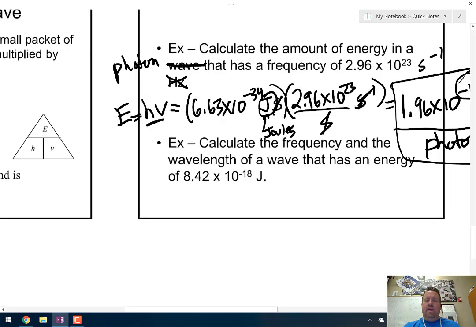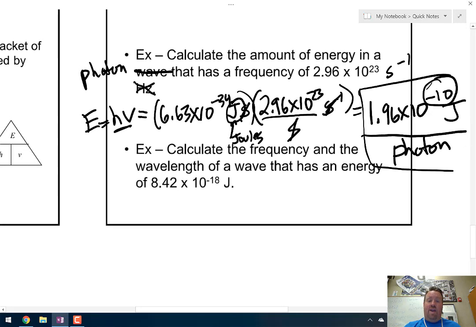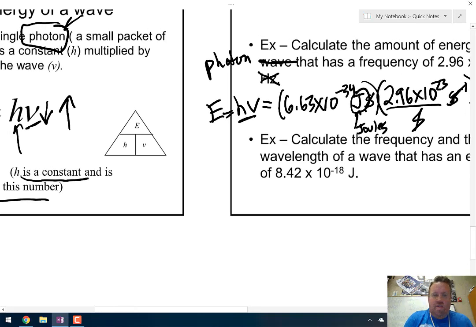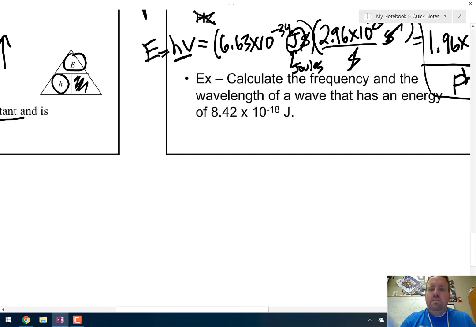Okay, last one. Calculate the frequency and the wavelength of a wave that has an energy of 8.42 times 10 to the negative 18th joules. So here's one where when we look at our equation here, they're giving us the energy. And we always know Planck's constant. So here we're trying to find the frequency. So we can see that it is just energy over Planck's constant. So that's our first thing we're going to do, we're going to calculate the frequency. So frequency is going to equal E over H, just like our equation shows us.